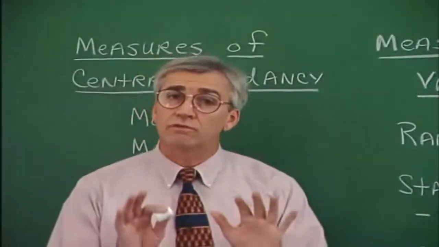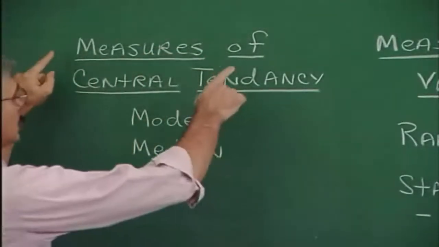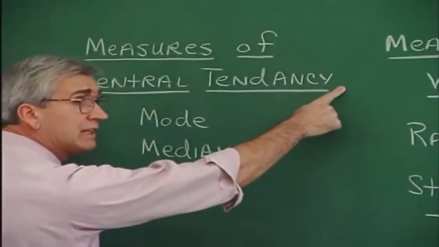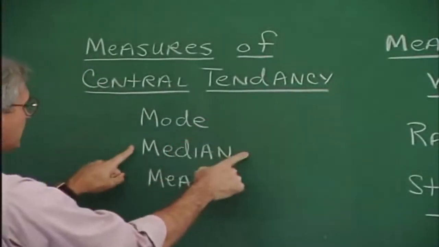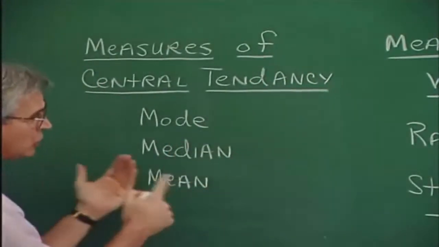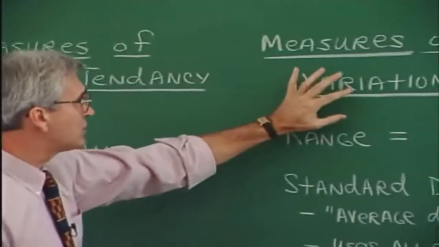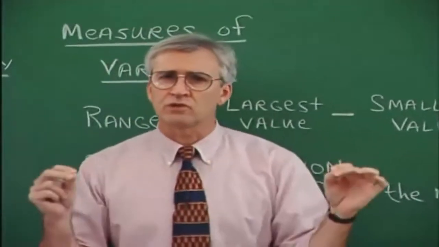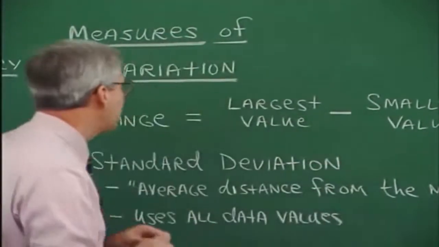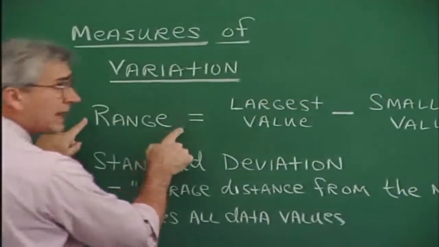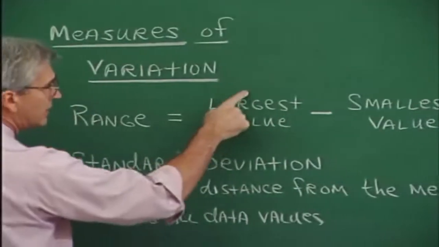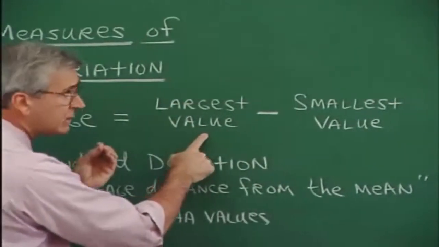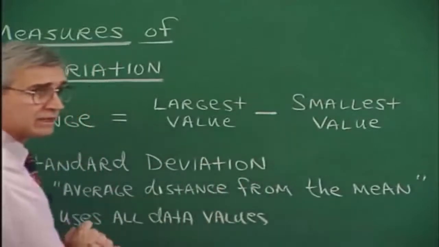We now want to move from our discussion of measures of central tendency, which included mode, median, and mean, and move to measures of variation, sometimes called measures of dispersion. There are two that we're concentrating on. One is called the range, and the range is very easy to calculate. It's simply the largest value in the data set minus the smallest value in the data set.